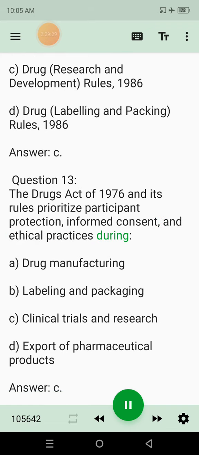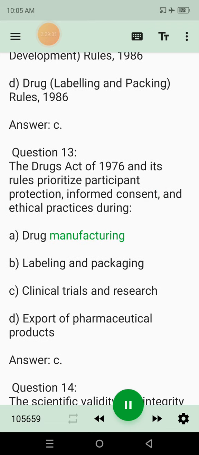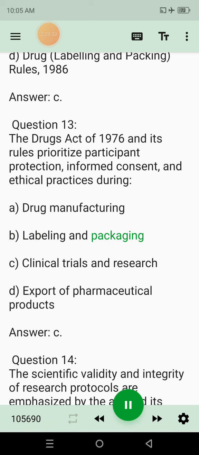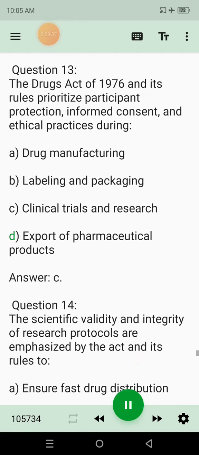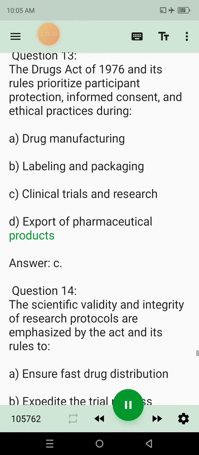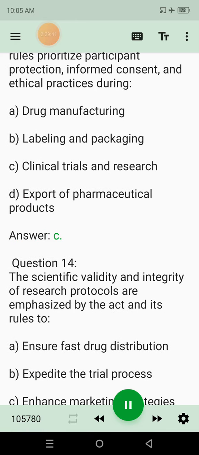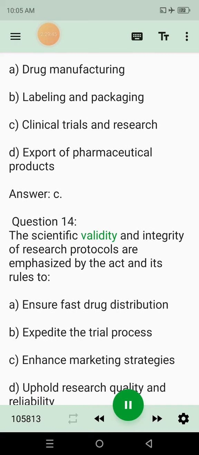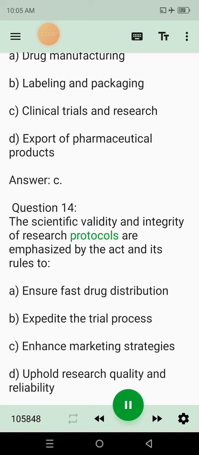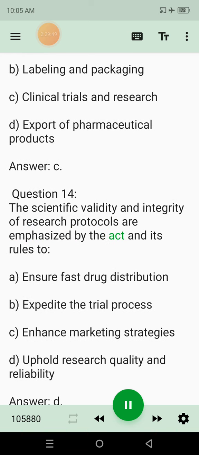Question 13. The Drugs Act of 1976 and its rules prioritize participant protection, informed consent, and ethical practices during: A. Drug manufacturing. B. Labeling and packaging. C. Clinical trials and research. D. Export of pharmaceutical products. Answer: C.